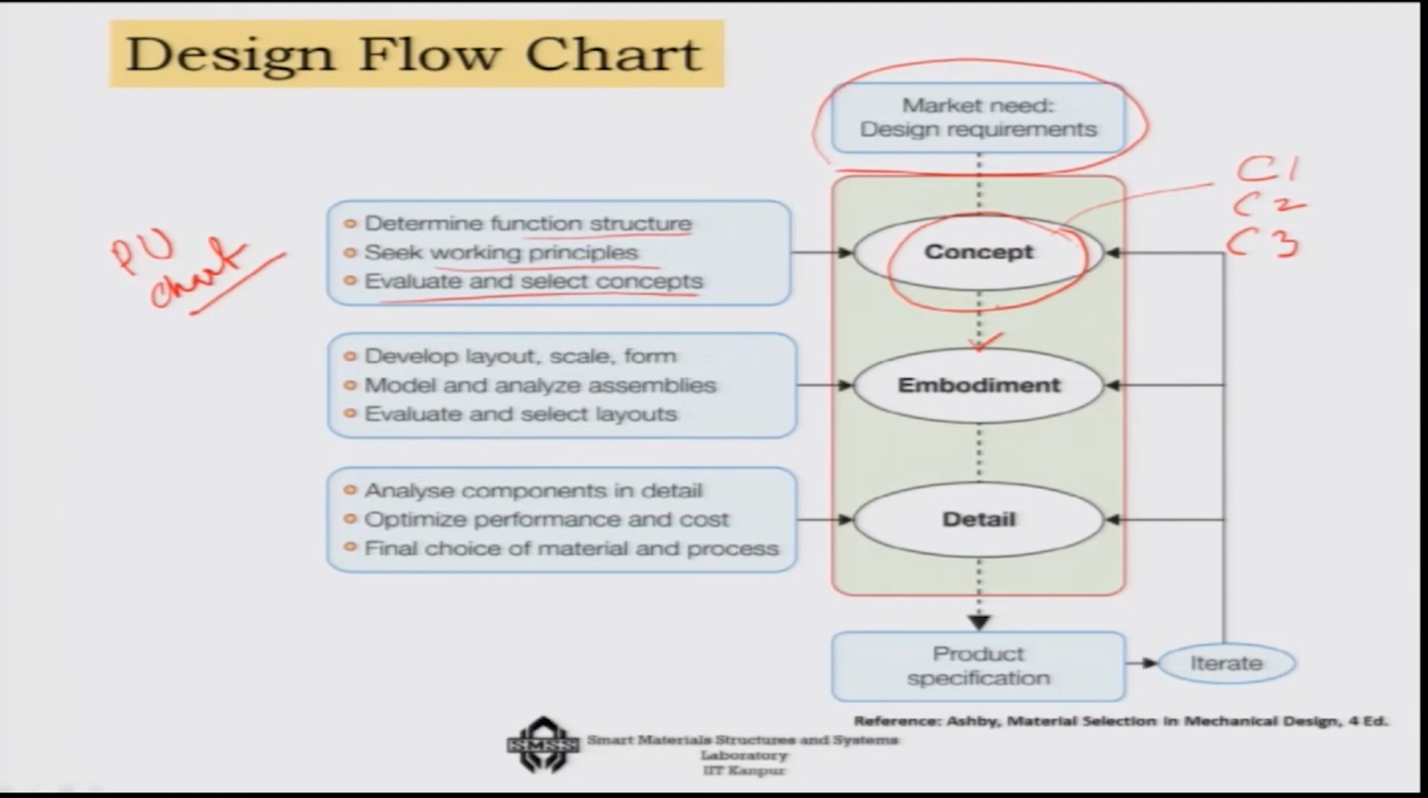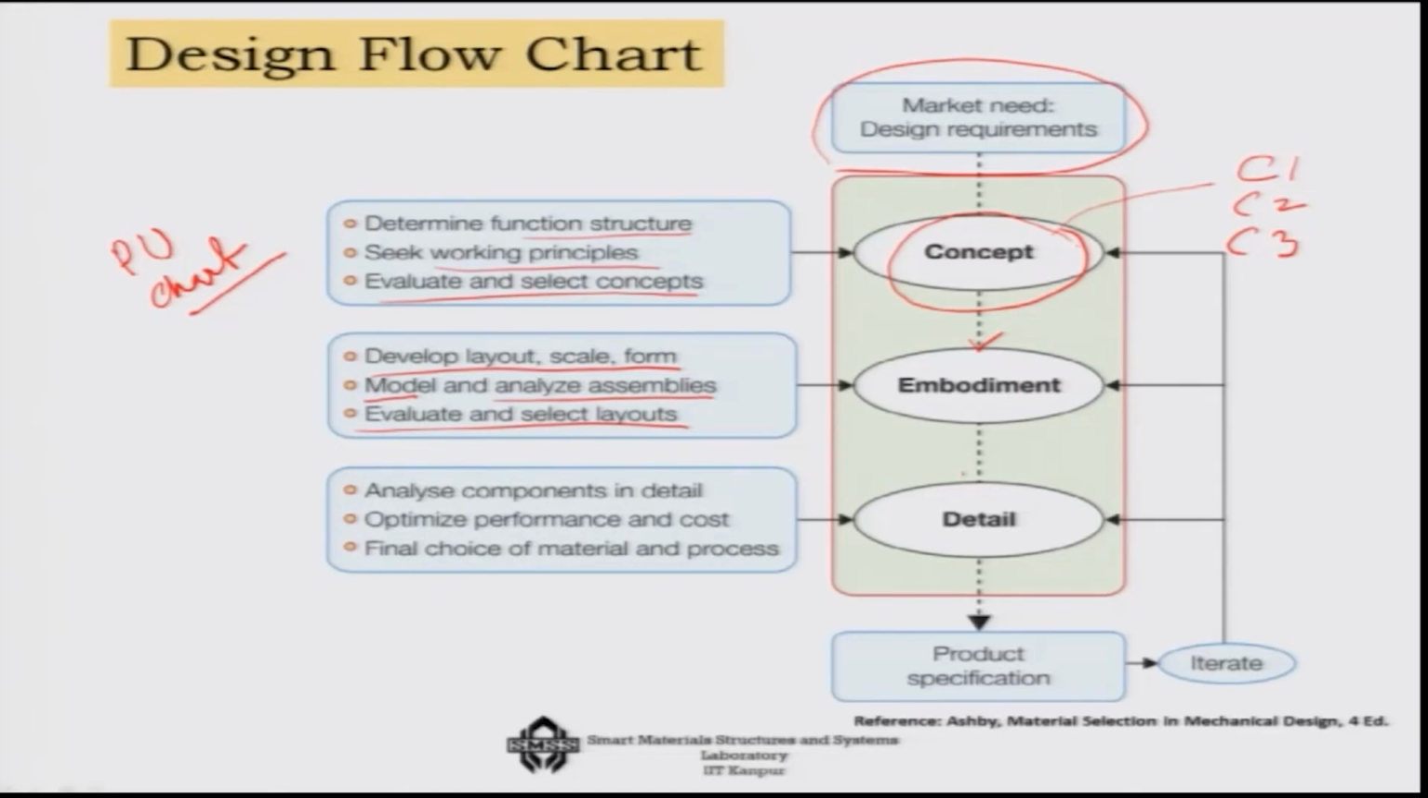In the embodiment design part, we actually develop the layout, scale, forms, etc. And then we also work on the system model, we analyze the system and then we evaluate and select the layout. So, embodiment design is something like a detailed analysis that you have to carry out in order to know what sort of material system you will need in terms of materializing the concept.